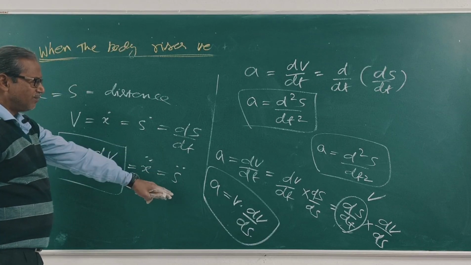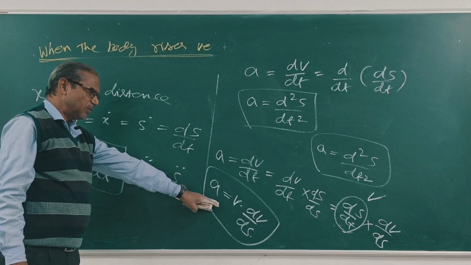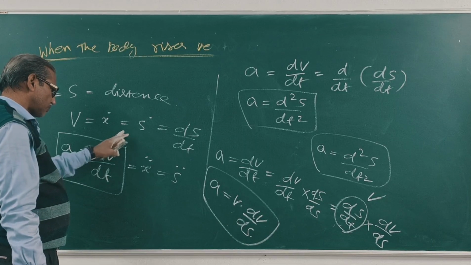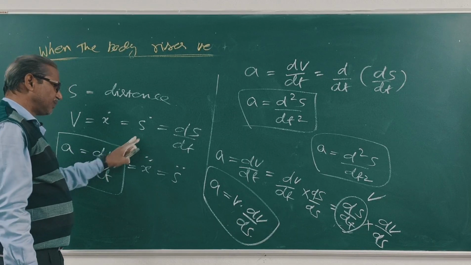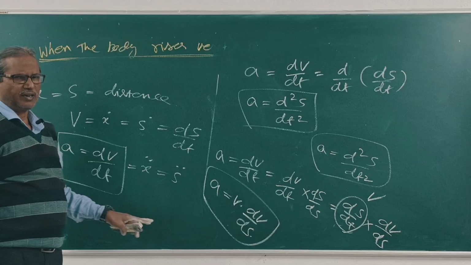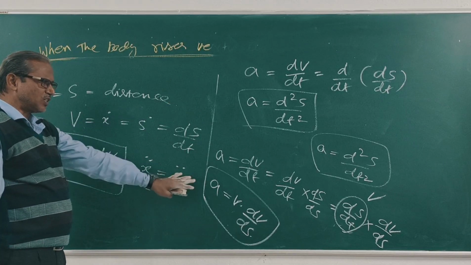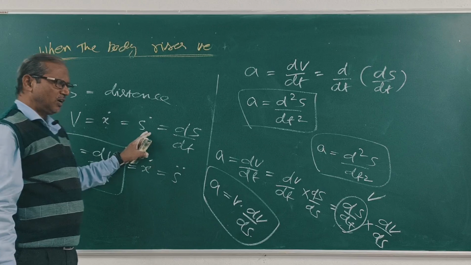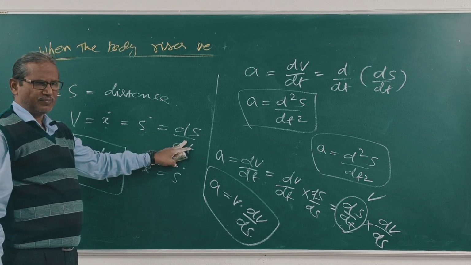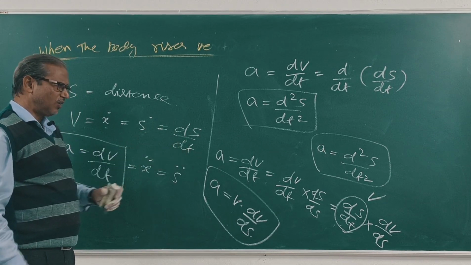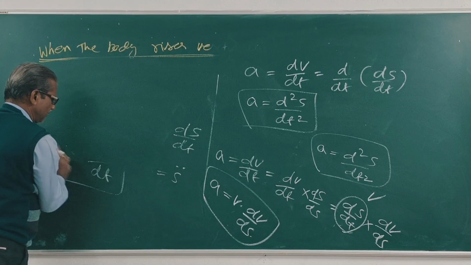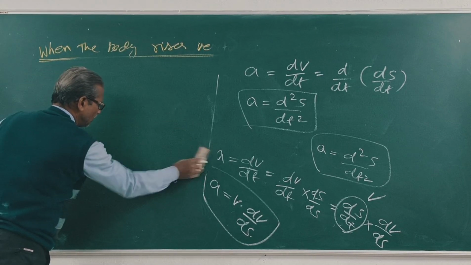Clear? A is equal to v d by ds. A is equal to s double dot. A is equal to dv by dt. So all of these are equations for acceleration. What is v is equal to x dot or s dot or ds by dt. Right? Now this is the differentiation method.